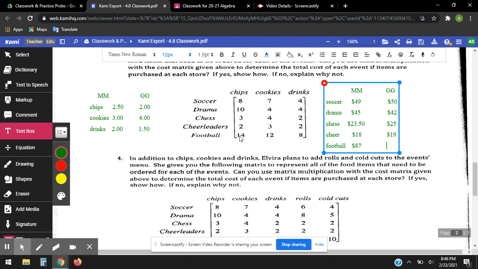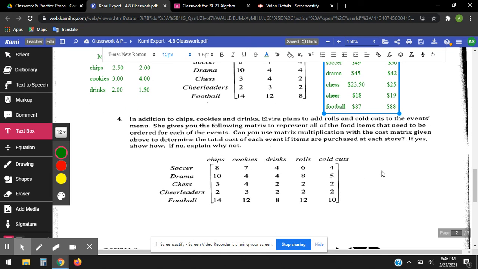And then we're going to do it for Grandpa's. So 14 times 2 is 28. 12 times 4 is 48. 8 times $1.50 is 8 and 4 is 12. So another 12. So we add that all together and we get 88. So we can do that with our original matrix because we have the same titles to go with each column.